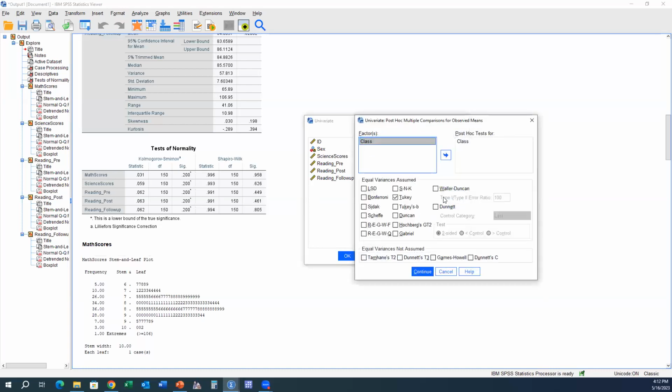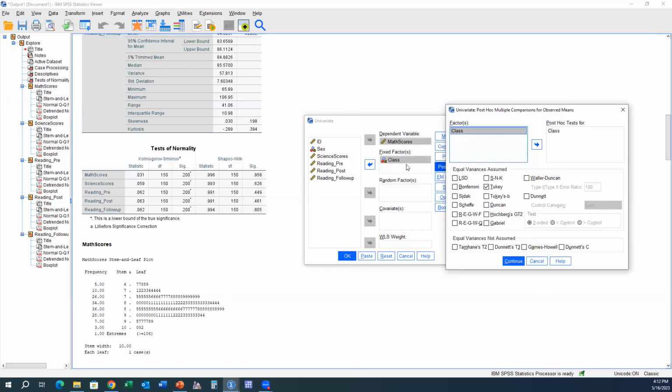The whole purpose of this box is, okay, say we do find we have significance, we have differences by class. That's not quite enough information. We need to know, does class A differ from class B? Does class A differ from class C? And does class B differ from class C? There are three different combinations because we have three different classes. So we're comparing every possible pair of classes.